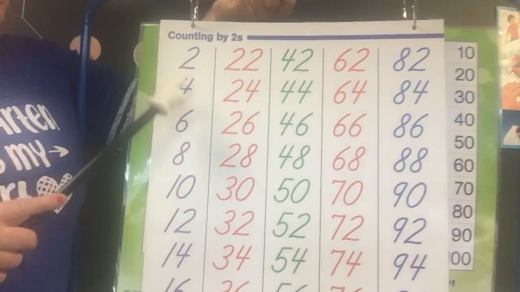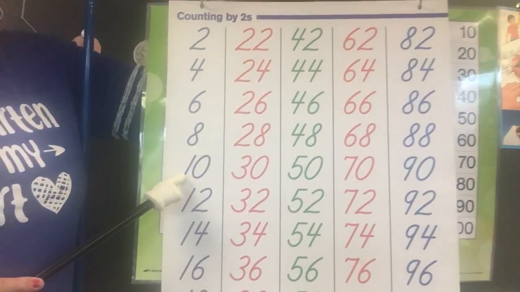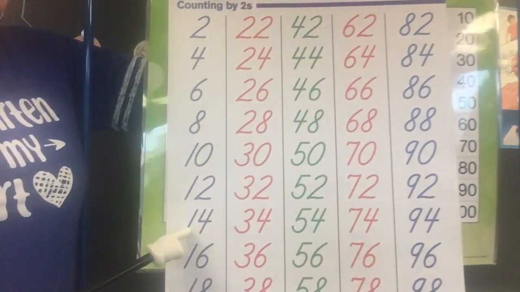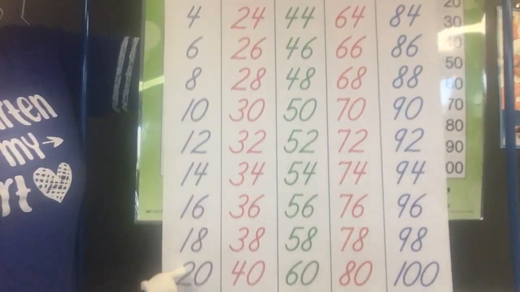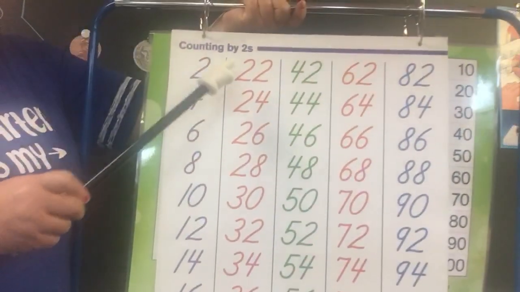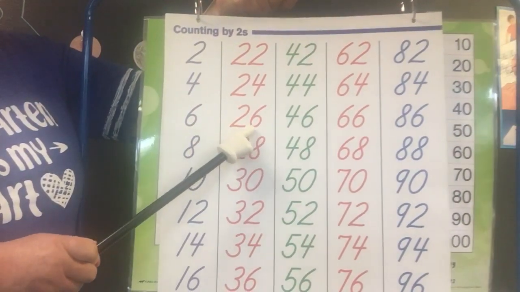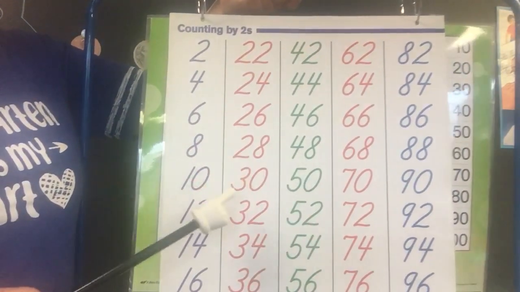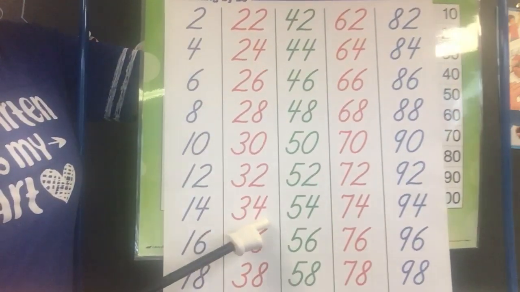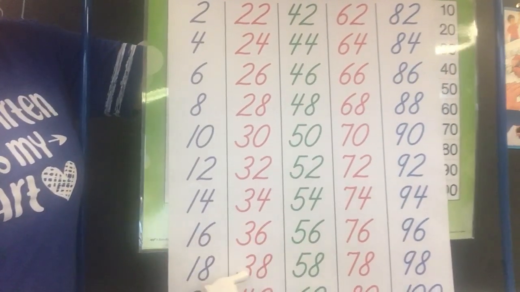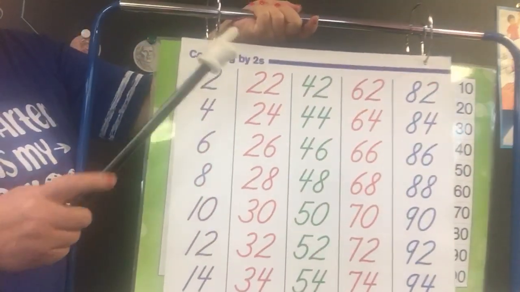2, 4, 6, 8, 10, 12, 14, 16, 18, 20. Now back up to the top. 22, 24, 26, 28, 30, 32, 34, 36, 38, 40. Now let's go back up to the 40.